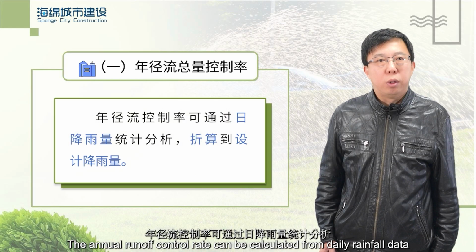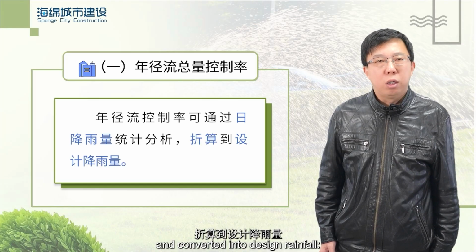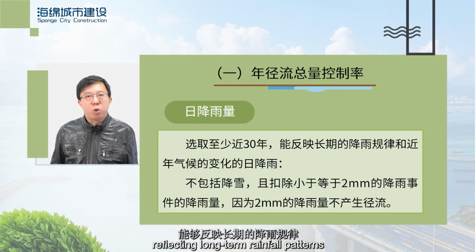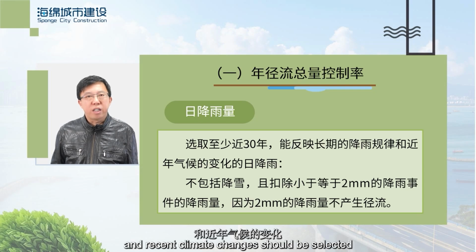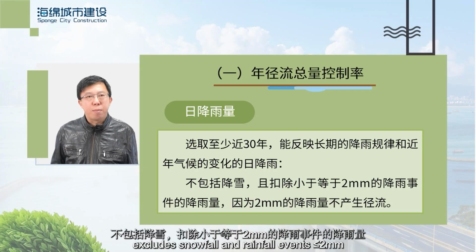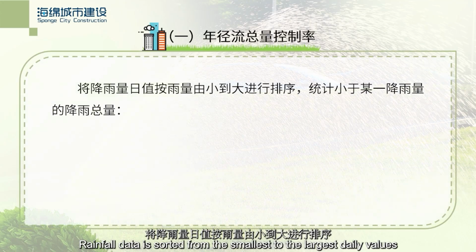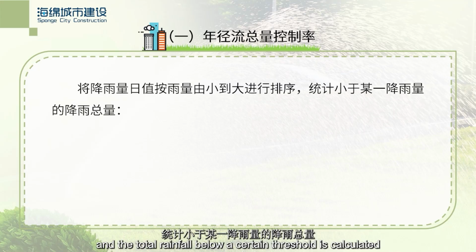The annual runoff control rate can be calculated from daily rainfall data and converted into design rainfall. At least 6 years of data reflecting long-term rainfall patterns and recent climate changes should be selected. Daily rainfall data excludes snowfall and rainfall events less than or equal to 2 millimeters, because 2 millimeters of rainfall does not produce runoff.